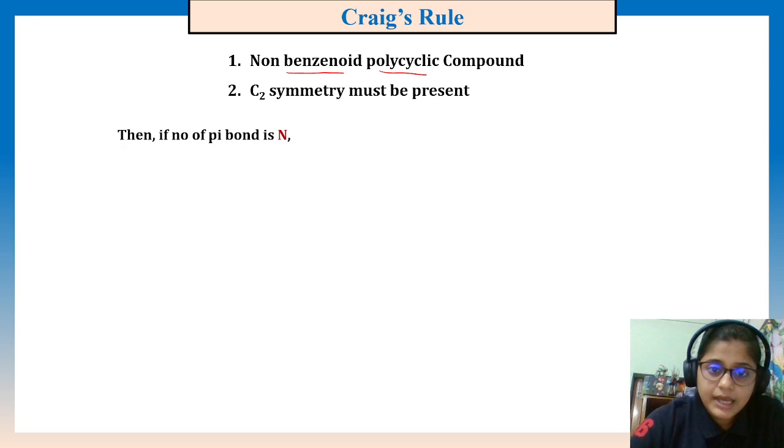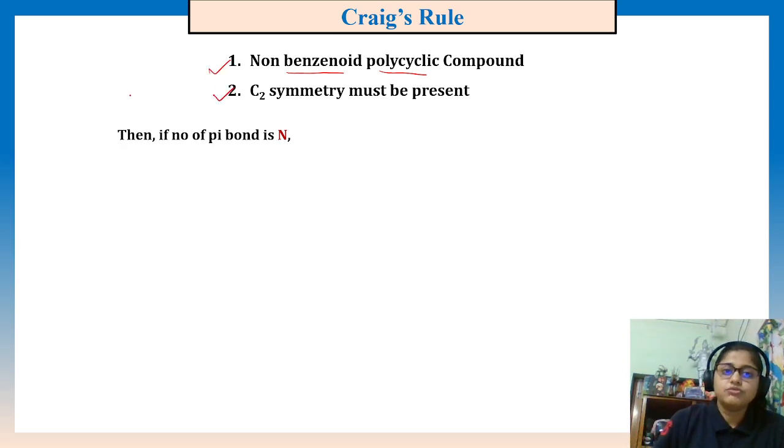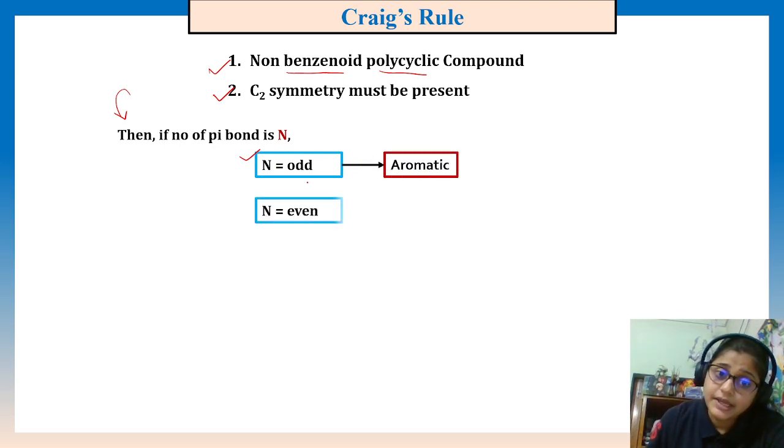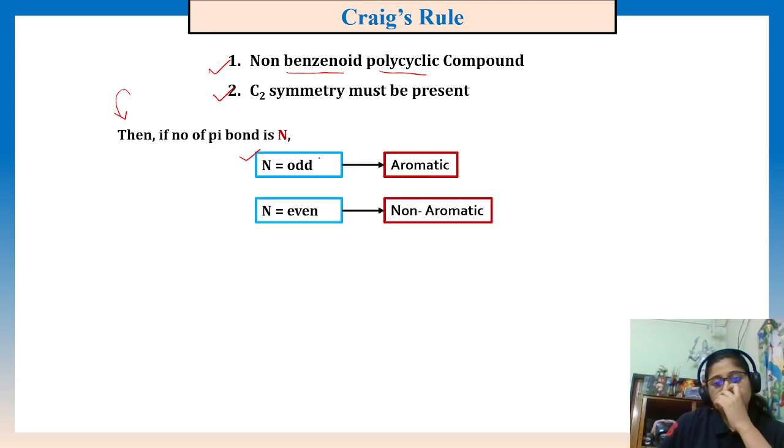If these two conditions are fulfilled, then only we come to the rule. We first check these two conditions. If fulfilled, then we come into the rule. If the number of pi bonds is n, then if n is odd, it will be aromatic. If n is even, it will be non-aromatic. No anti-aromatic here. So in Craig's rule, compounds can be aromatic or non-aromatic.